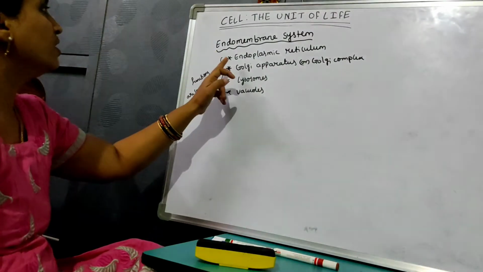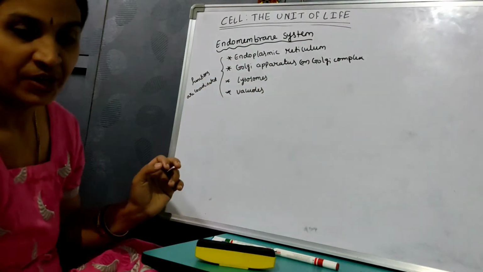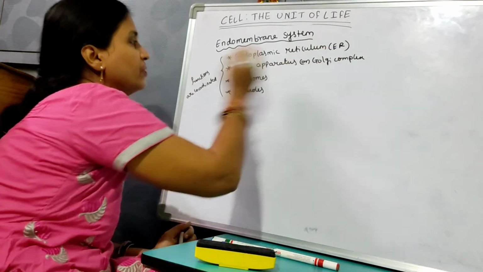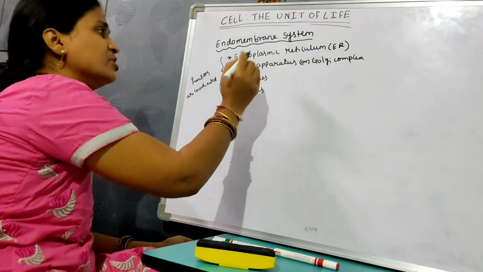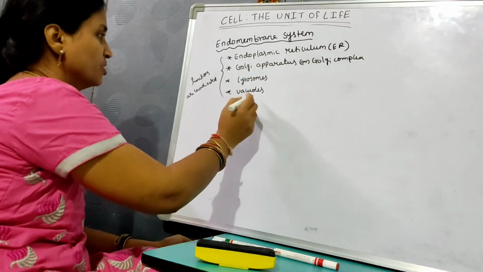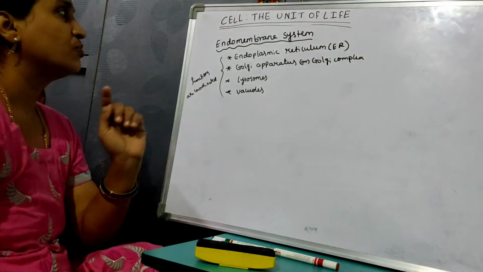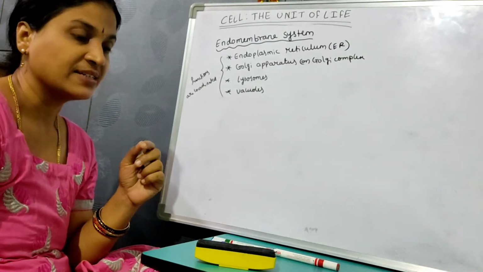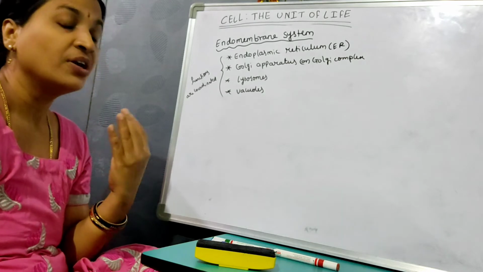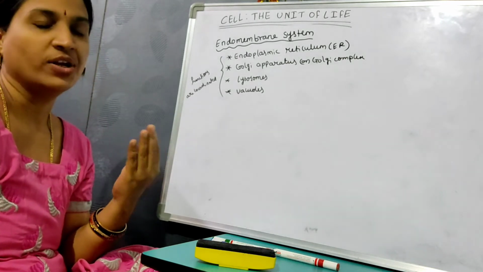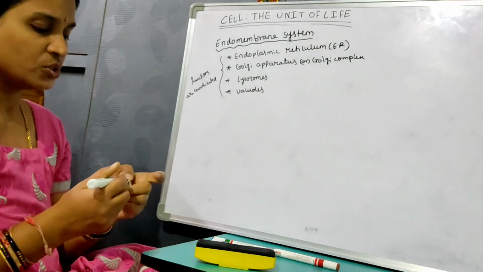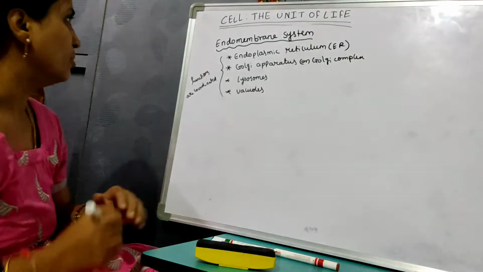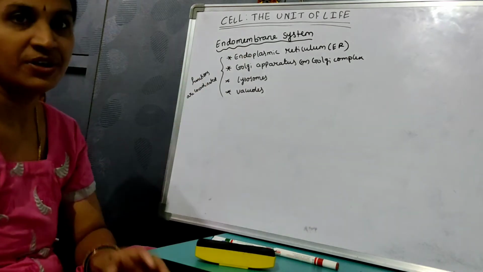So here the first one is the endoplasmic reticulum, also called ER. Then the Golgi complex, or Golgi body, or Golgi apparatus, lysosomes and vacuoles. So these four form the endomembrane system. Whereas the mitochondria and plastids, their functions are not coordinated. They have different functions. So this is the endomembrane system. First we will deal with the endoplasmic reticulum.